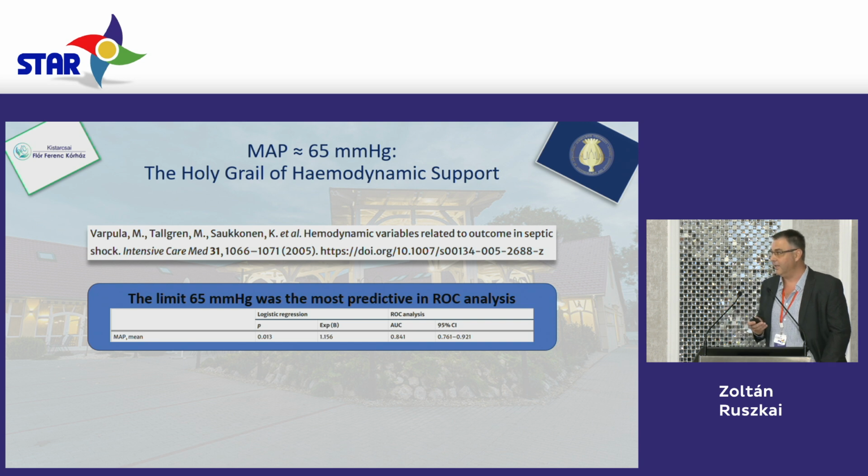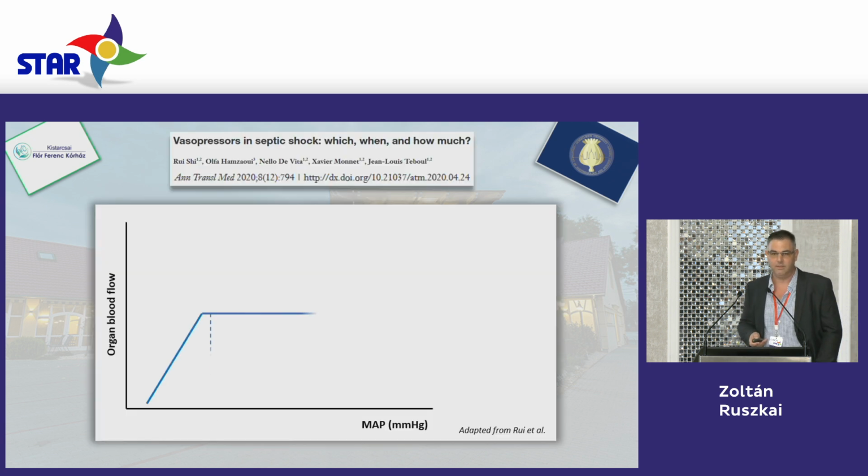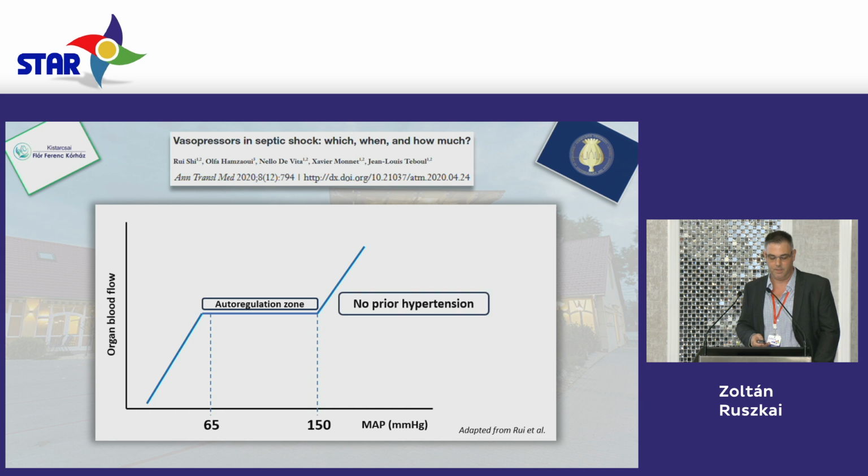Because it has data from a clinical trial. It was found in this trial that a MAP of 65 millimeters of mercury is predictive for survival. But look at it in physiology. We know that we have an autoregulation zone in the circulation. With no prior hypertension, we see this kind of curve.